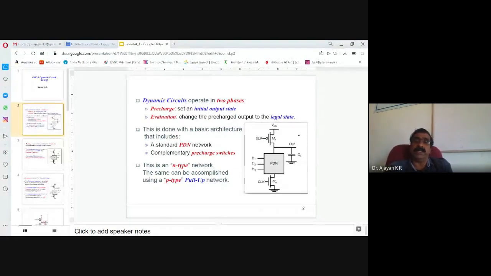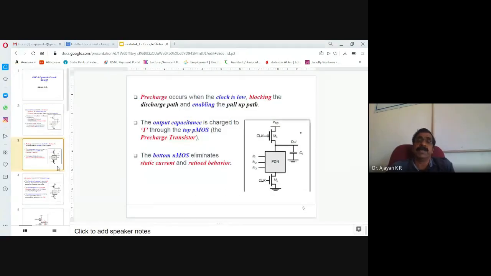If a discharge is required, then the pull down network will be shorted. If discharge is not permitted, the pull down network will not be shorted. So depending upon that, the output will go to zero or stay on. That period is called the evaluation period of the network. So during the evaluation period, the transistors will permit discharging of the capacitor or not, depending upon the circuit.